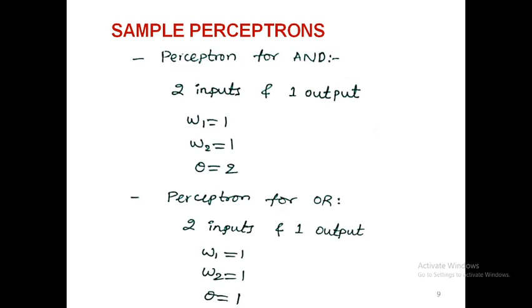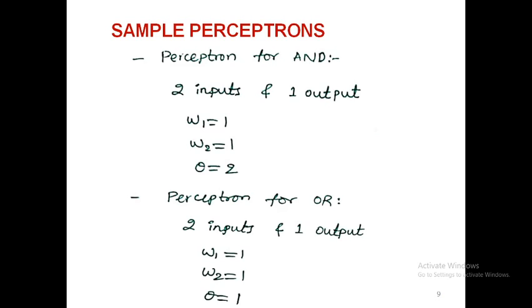That means only when both the inputs are 1, you need to get the output as 1. Or you need to get the output when both the inputs are present, irrespective of 1 and 0. If both the inputs have some positive values, then you will get the output as some value.